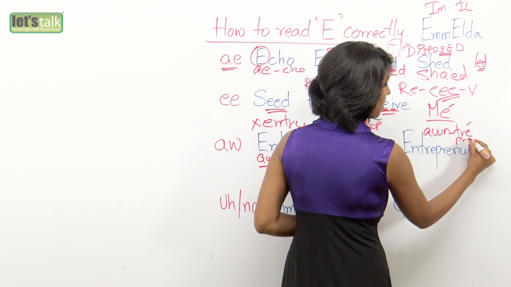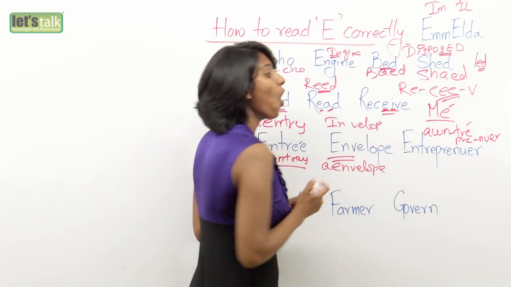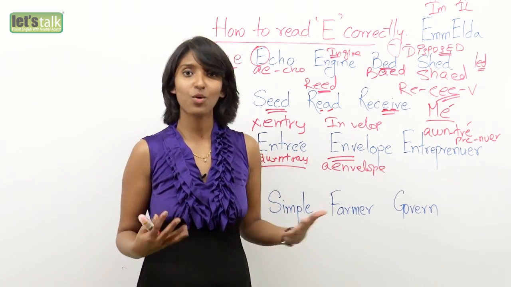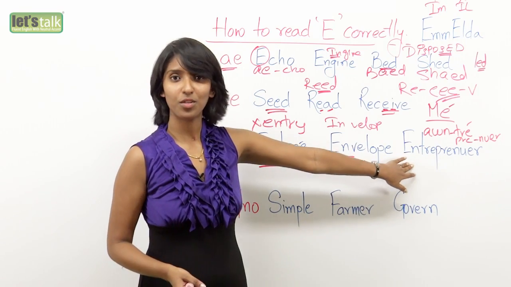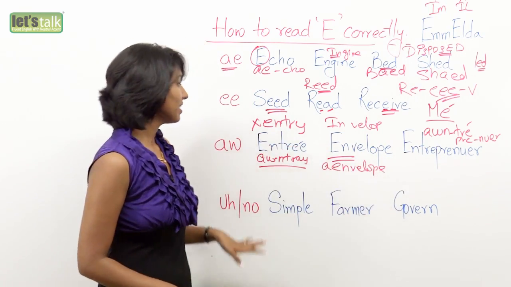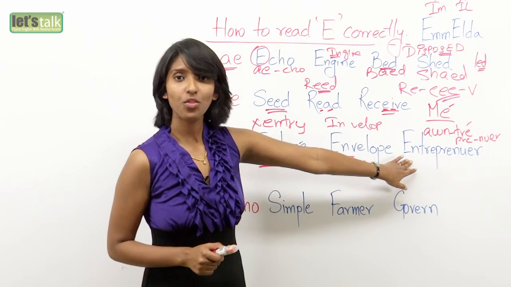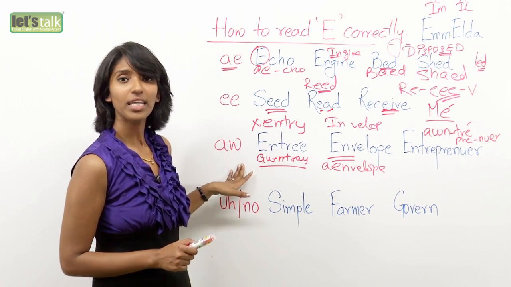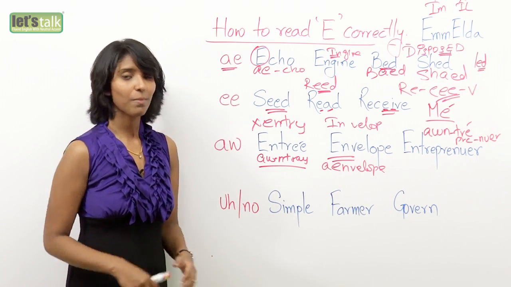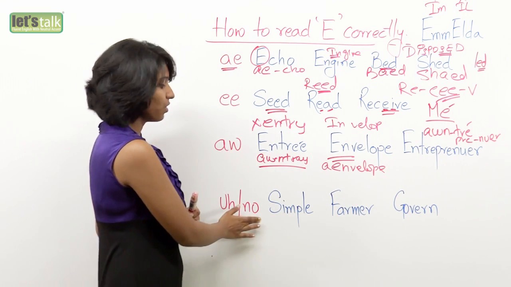The next word is entrepreneur. Entrepreneur. It's a fancy word for people who have their own business. An entrepreneur had an entree at a French restaurant. Entrepreneur, entree, envelope.